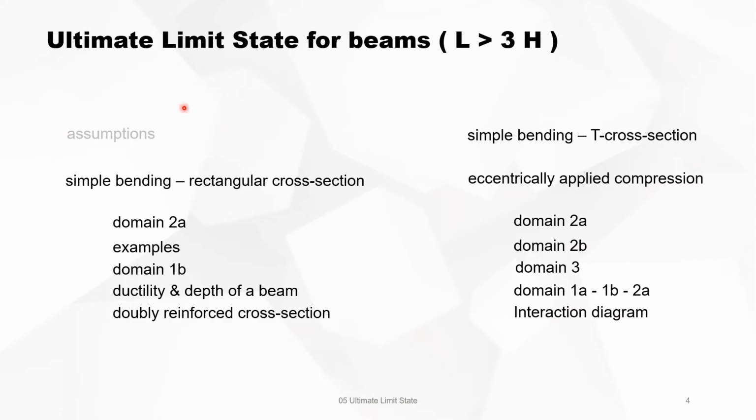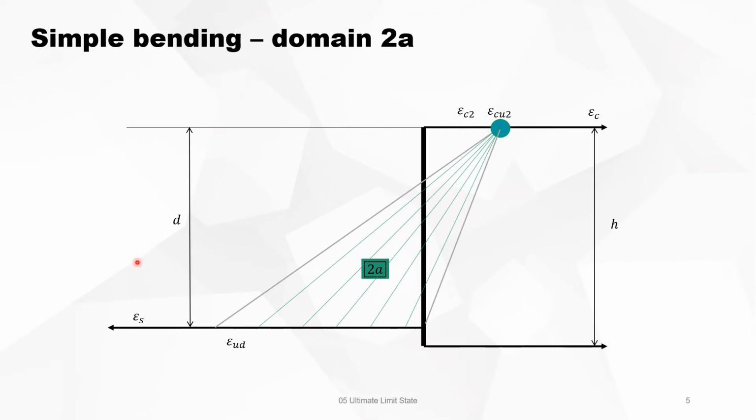In the previous lectures, we talked about the assumptions. In this lecture, we will talk about simple bending rectangular cross sections in domain 2A. If you look at the diagram of the strains, this is the unloaded plane. This is the loaded plane, and we know that the domain 2A for simple bending is marked with this left limit and this right limit.